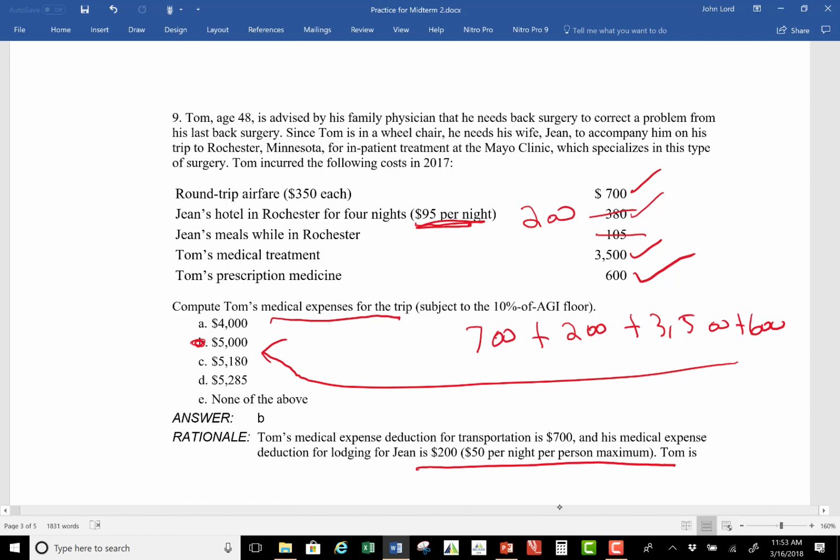Except he would have had to pay the nurse, probably. He didn't pay his wife for her trouble. He would have had to pay the nurse so much. Then if it was a nurse, you still couldn't take the meals for the nurse?